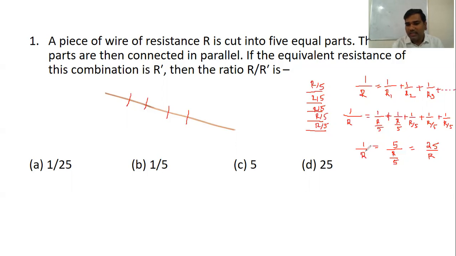So here the resultant resistance they gave is R dash. 1 by R dash is equal to 25 by R. Therefore, cross multiplying, R by R dash is equal to 25. We can see here R by R dash is equal to 25 from this equation. So option D is the correct answer.